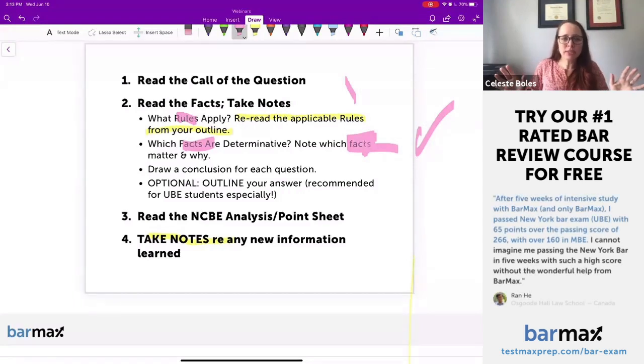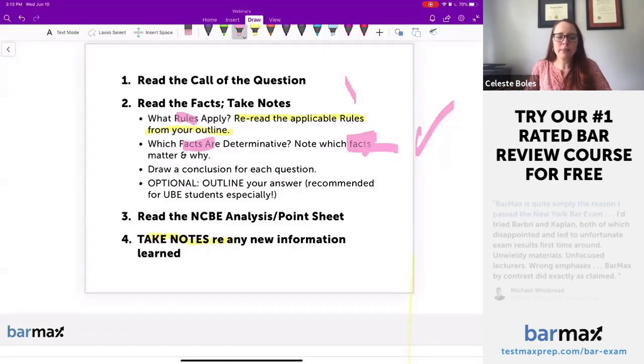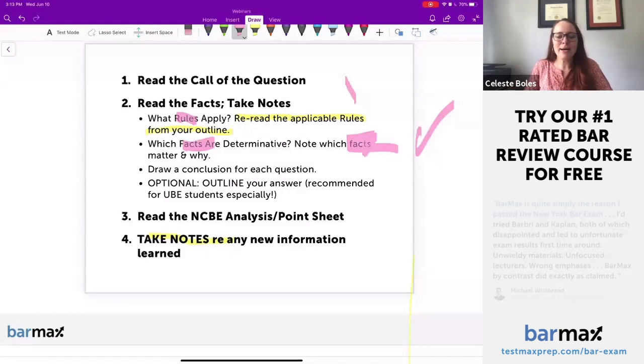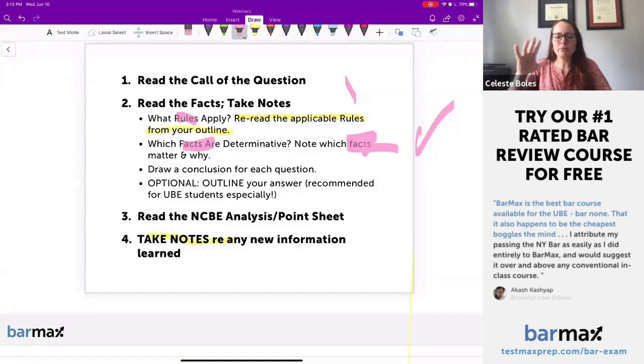Now, some other states that are not UBE or California may weight things differently. You need to get to know your state. And actually, I did a webinar about the different states at one point. You can go find it. But Matthew, you're probably UBE or California.